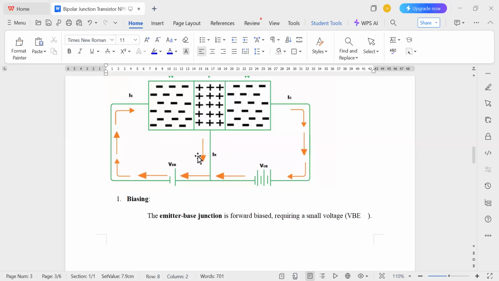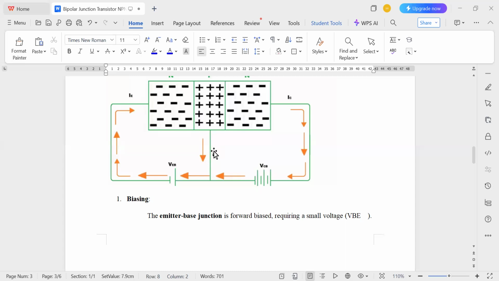Next, the base is intentionally made very thin and lightly doped in order to reduce recombination. Electrons will come and recombine with the holes present in the base, but because it is lightly doped, minimal recombination takes place. Only a small fraction, about 2 to 5% of the electrons injected from the emitter, combine with the holes in the base. This recombination produces a very small current, the base current.